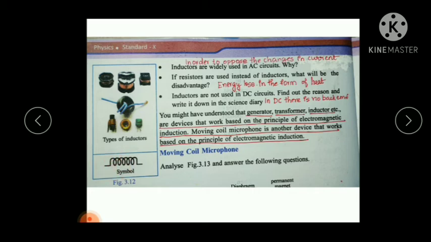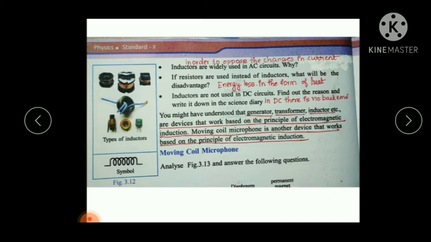So what is the function of an inductor? To oppose the changes in electric current, then to reduce the current in a circuit. Inductors are widely used in AC circuits. Why? So why are inductors mostly used in AC circuits? Yes, in an AC circuit there will be a change in current. Therefore, in order to oppose these changes in current, inductors are used.